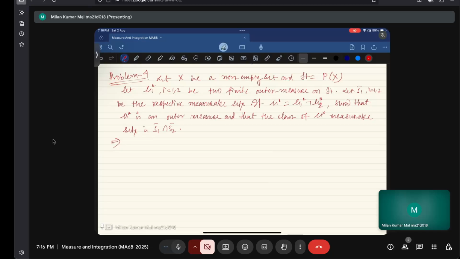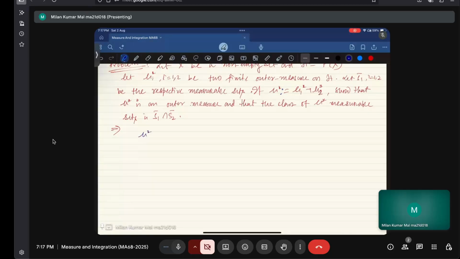Now considering the two outer measures mu1 star and mu2 star, corresponding to them we are considering the collections of all measurable sets with respect to those outer measures. If we take the new outer measure mu star equals mu1 star plus mu2 star, the question is what are the measurable sets with respect to that outer measure. First we have to show that mu star is an outer measure. That is nothing special, that is more or less clear.